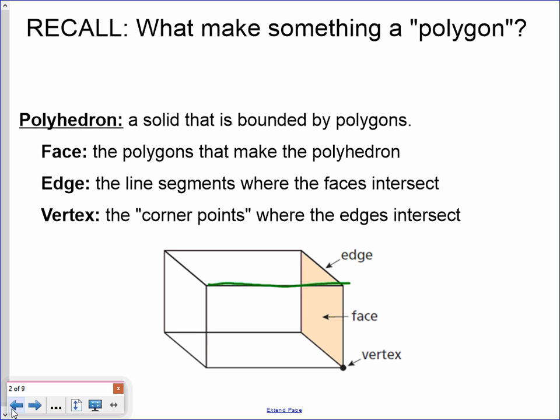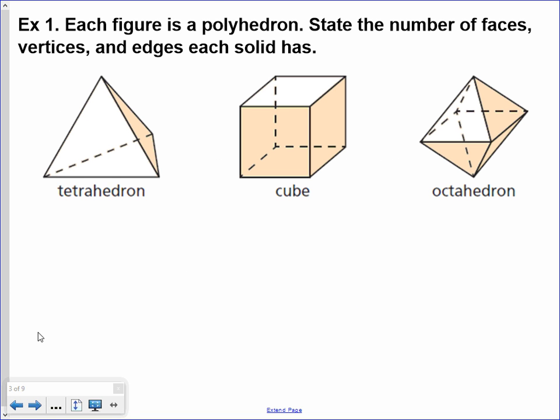Okay. So these first 3 problems say each figure is a polyhedron. The name of it doesn't really matter. State the number of faces, vertices, and edges each solid has. So I'll do the first one with you, and then I'll let you guys guide the next 2. So faces are anything that actually make up the figure.